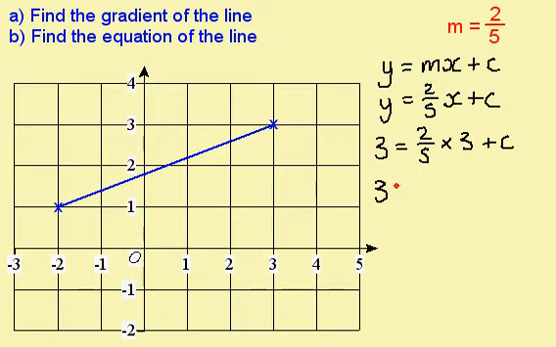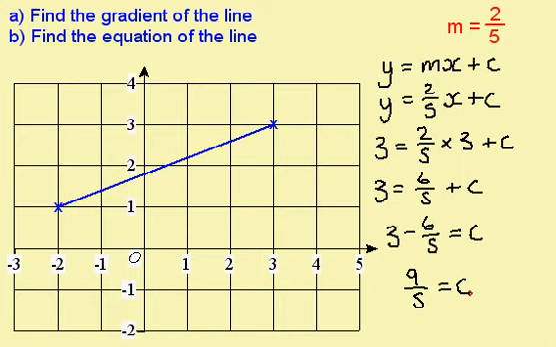This gives me 3 equals 6/5 plus c. Rearranging to find c, I have 3 minus 6/5 equals c. 3 minus 6/5 is 9/5. So I know that c is 9/5. Finally, I need to write my equation, which is y equals 2/5 x plus c, which was 9/5.